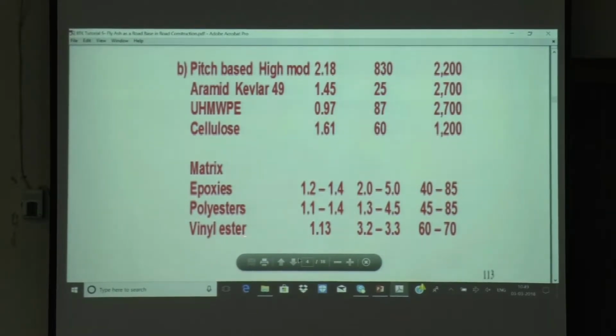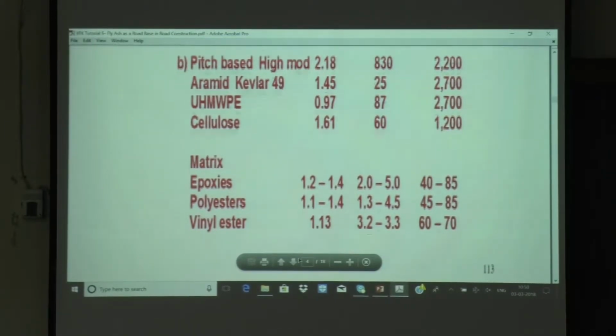Vinyl ester is the other one, which is the latest innovation over the past 30, 40 years, and which is actually used much more than epoxies or polyesters because it is much easier to cure. So it has 60 to 70 MPa, but its modulus of elasticity is about 3 GPa. All right? So it matches the middle of the epoxy values.